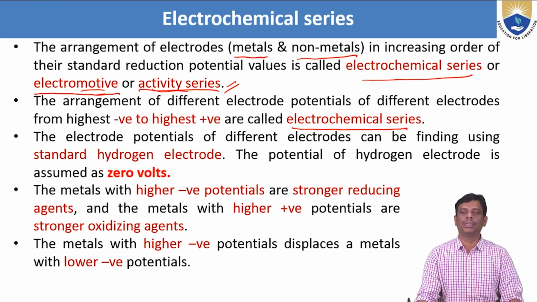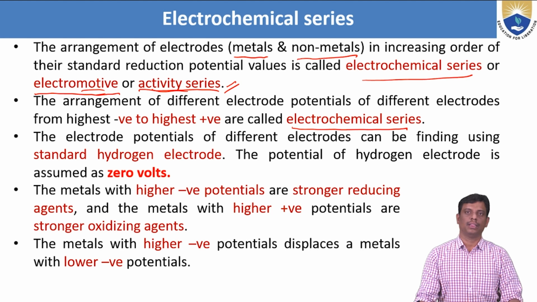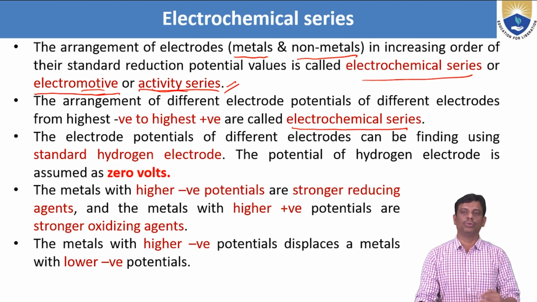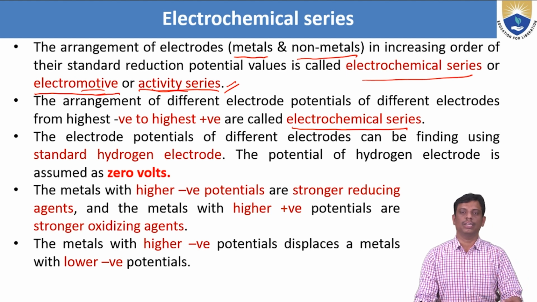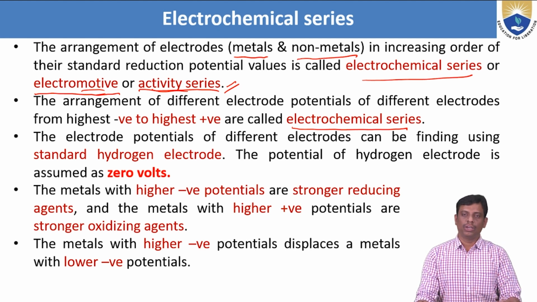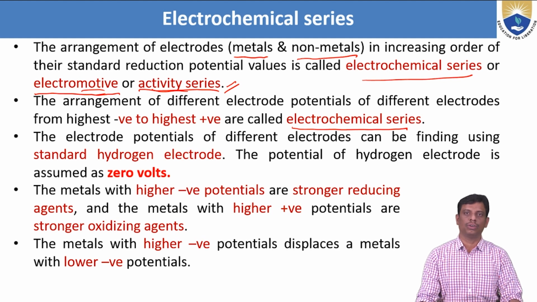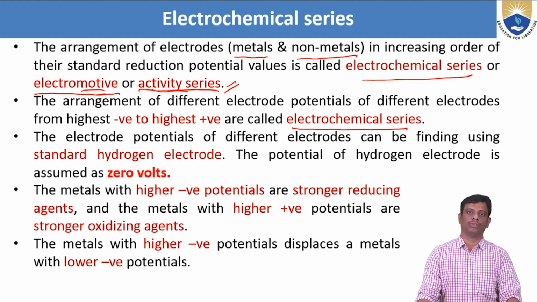The electrochemical series is nothing but arranging the electrode potentials in increasing order. Whether metals or non-metals, from negative potential to positive potential, that is called the electrochemical series. In the electrochemical series, we utilize one reference electrode for the standard potential, and that reference electrode is the standard hydrogen electrode.